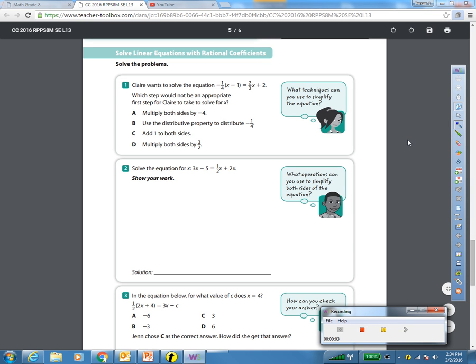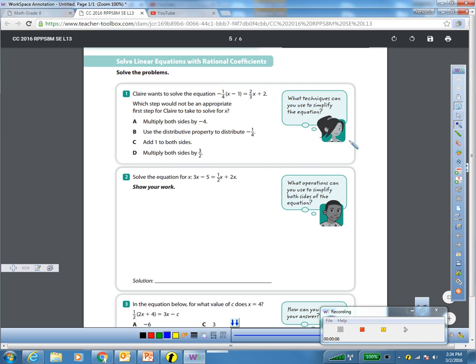This is homework help with page 145, and you're doing problems 1 through 3. So let's start with the first one. Claire wants to solve the equation right here: negative 4 times the quantity x minus 1 equals 2/3 times x plus 1. Which step would not be an appropriate first step for Claire to take to solve for x?